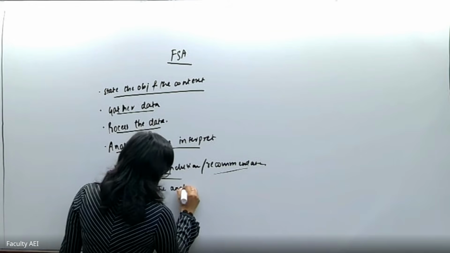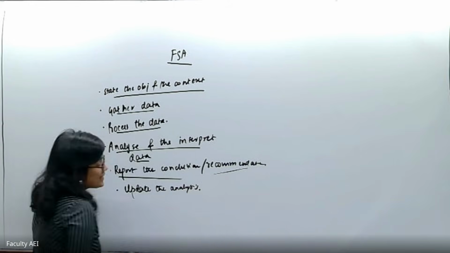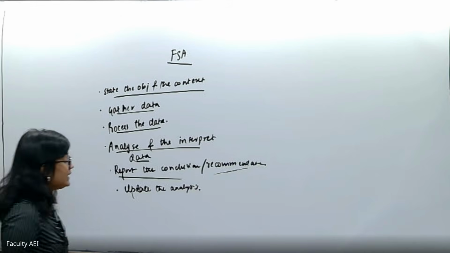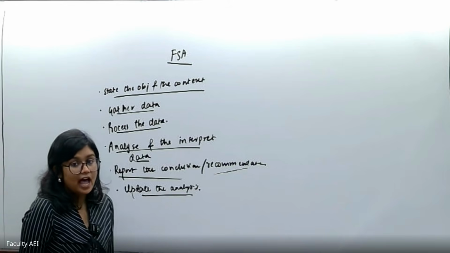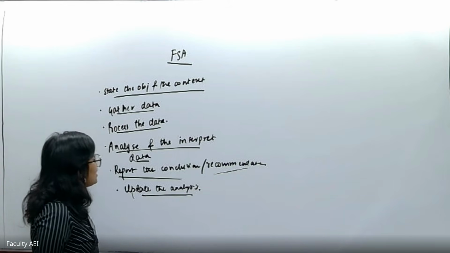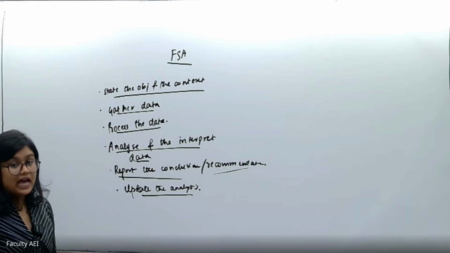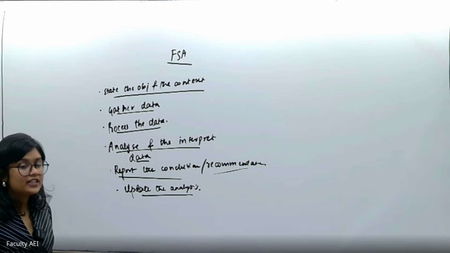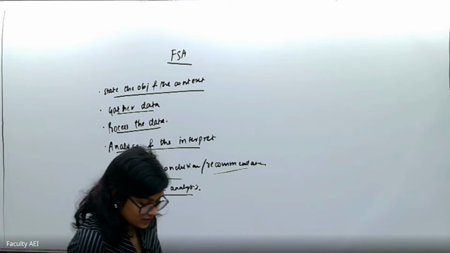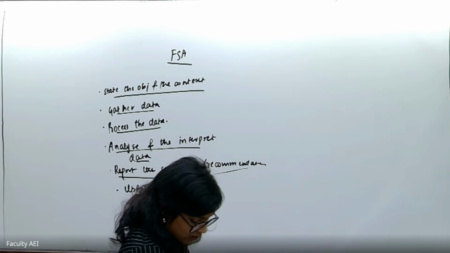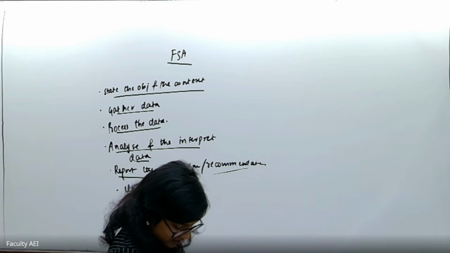The last step is to update the analysis. After every year, let's say, or after 6 months, whenever the company's performance reports are changing, or whatever changes are happening in the market, make sure that you keep updating your analysis, and if there's any significant change, then again communicate that change to the relevant stakeholders. Describe the roles of financial statement analysis is our next LOS.